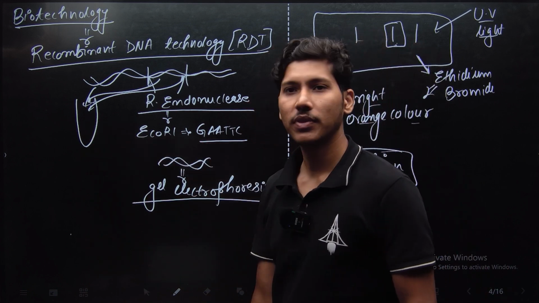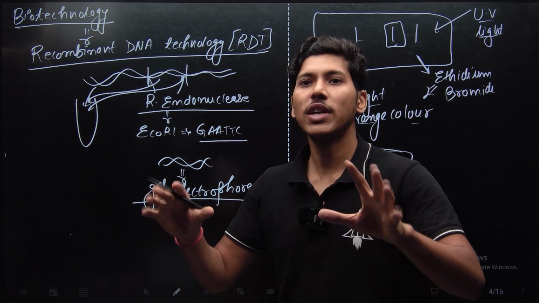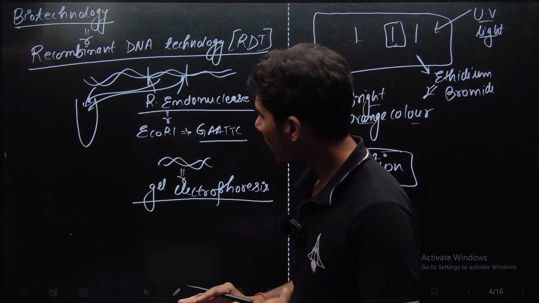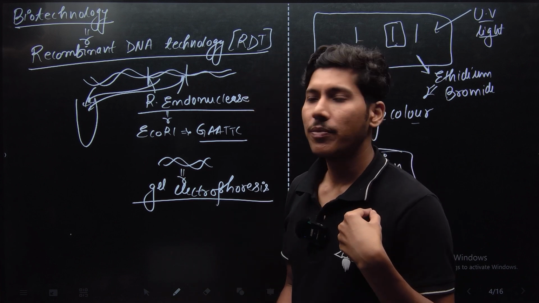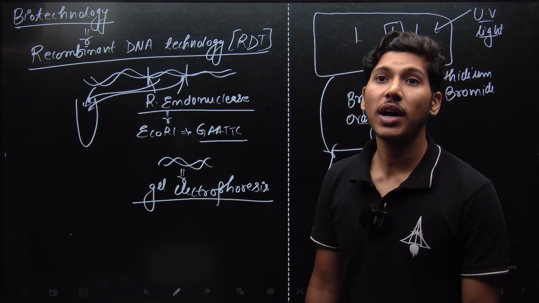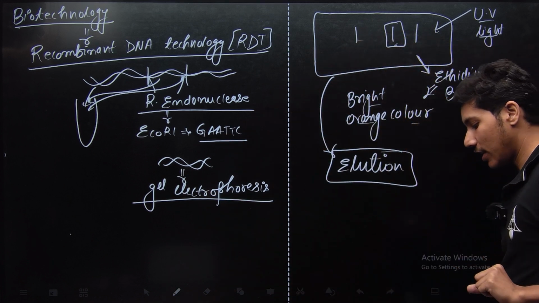Okay? So once we cut the whole DNA, we know that this whole process is happening in a test tube. And once we cut the DNA, multiple fragments of DNA will be produced. But we need only our fragment of interest, which is present here. How can we separate our DNA of interest from the other fragments? We can simply do a process known as gel electrophoresis.